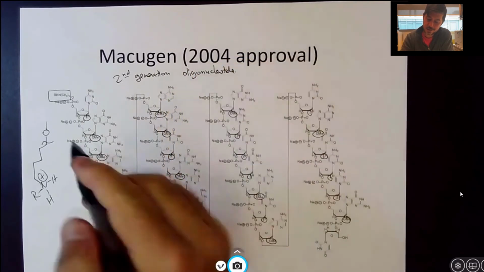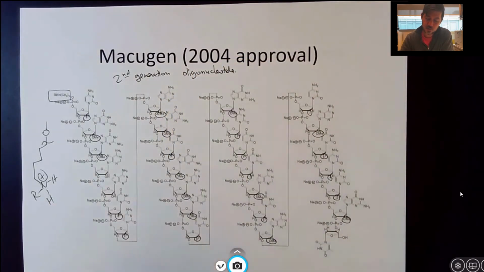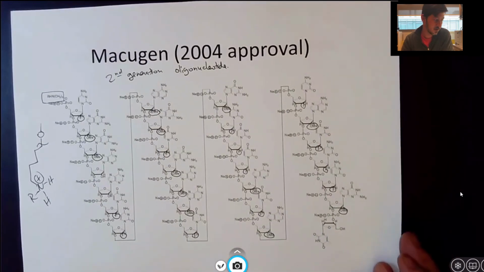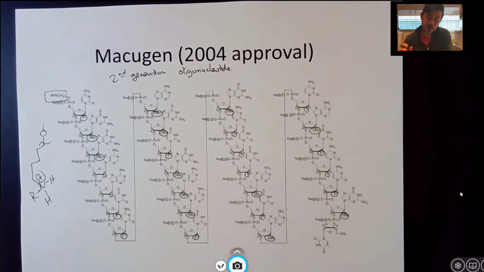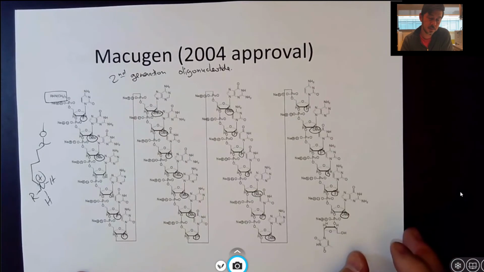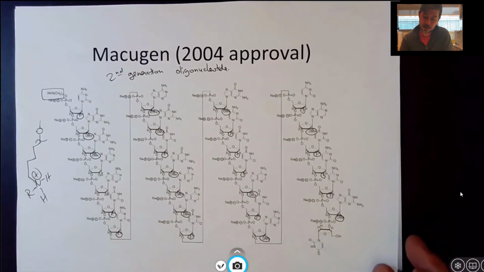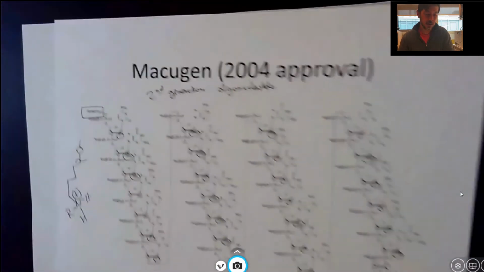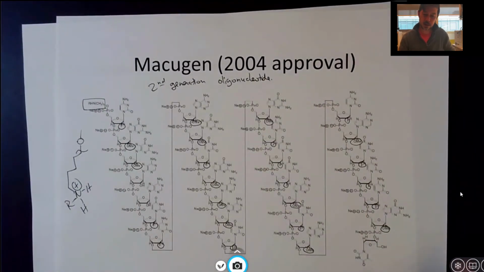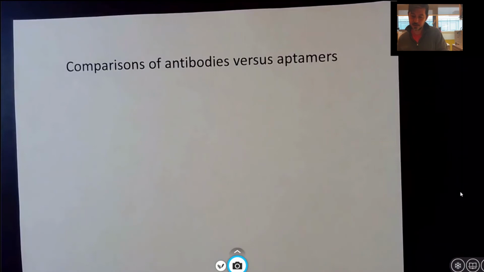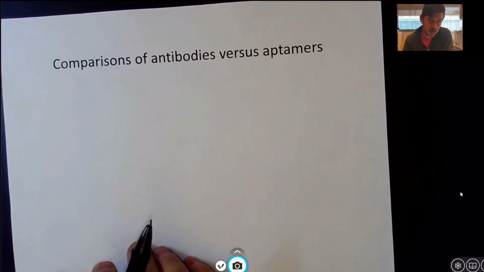And of course, it doesn't have a two-dimensional structure as I'm showing you here, but it would have a very unique three-dimensional structure that's able to bind to VEGF. Okay, so that is Macugen. And I really just wanted to highlight one example here, just to give you an idea of what SELEX and what nucleic acids can do in terms of screening.